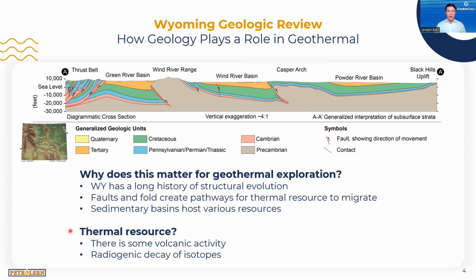Finally, thinking about the thermal resource, what type of thermal resource is there? Many of us know Yellowstone being in the northwest portion of Wyoming, but Yellowstone itself is just one spot throughout the whole state. And yes, Yellowstone has volcanic activity, but how much and where? And does it extend throughout? And then also, we need to look at the radiogenic decay of isotopes.